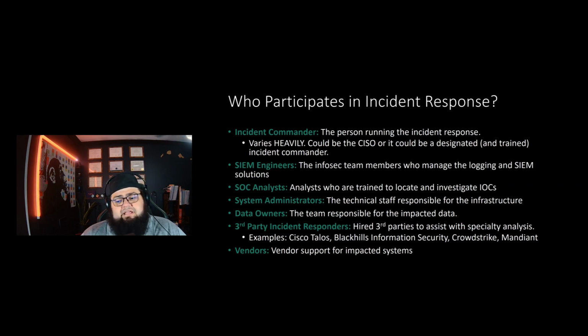You might have third-party incident responders. A lot of organizations, even ones with really good information security teams, hire third parties for incident response because incident response is hard, and it's specialized, frankly, right?